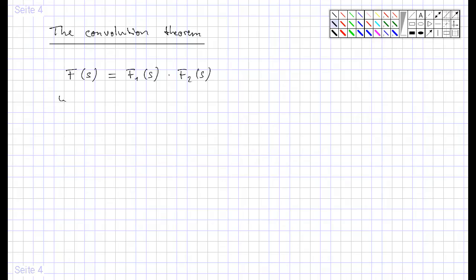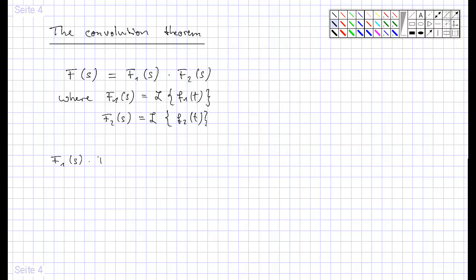And f1 of s is the Laplace transform of a function f1 of t, and f2 of s is the Laplace transformation of f2 of t. But unfortunately, it's not that the product f1 of s times f2 of s equals f1 of t times f2 of t. No, unfortunately not.